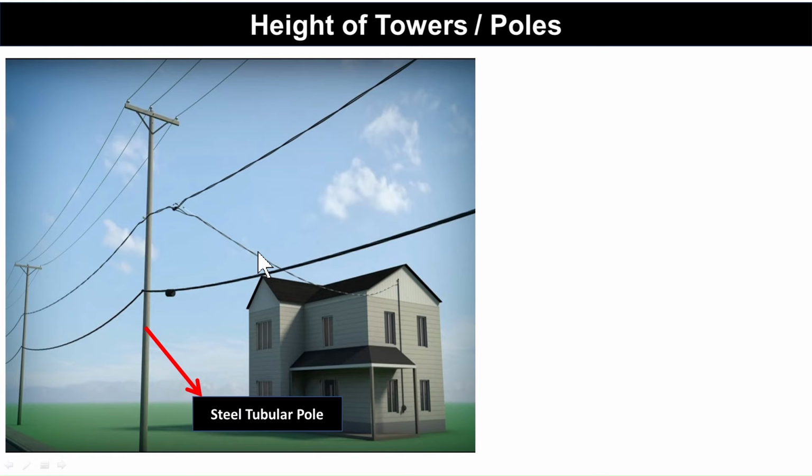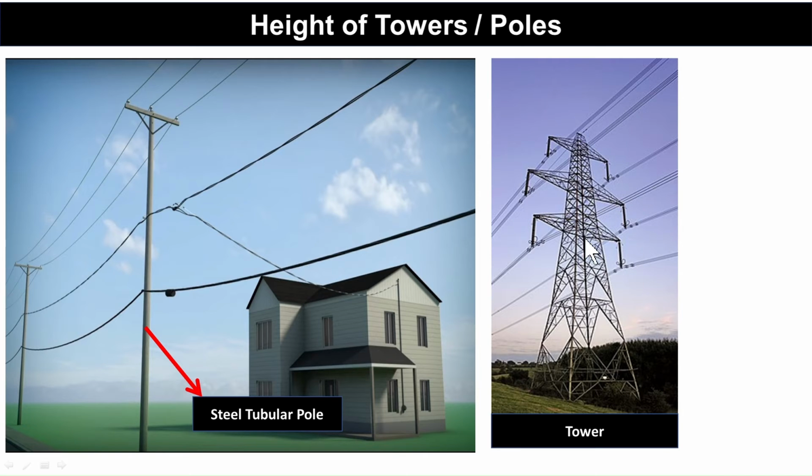You know that the transmission lines are supported by poles up to 33 kV, and above 33 kV, towers are used to support the conductors or transmission lines. What will be the height of these poles or towers for different power lines? This is the pole structure. This is a steel tubular pole. These types of poles are used up to 33 kV. And this is the tower structure. Above 33 kV, towers are used.